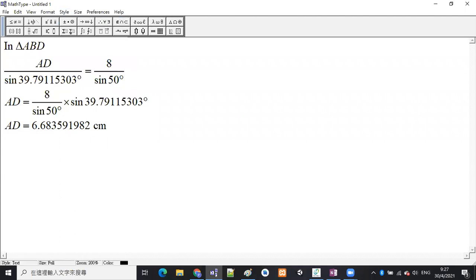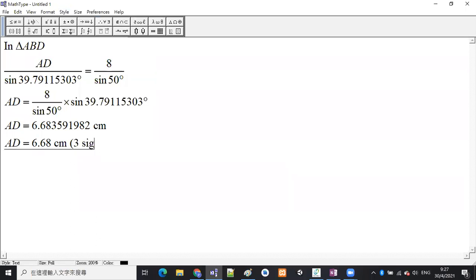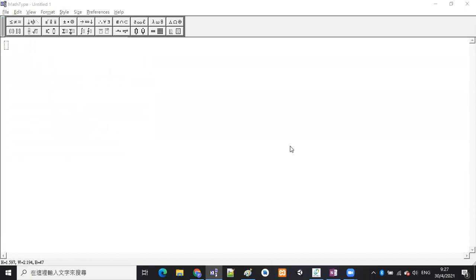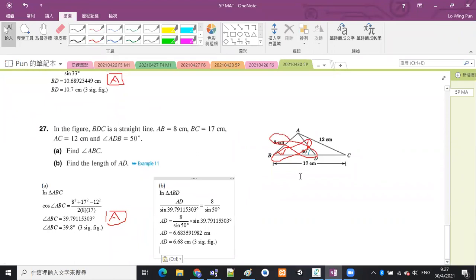Okay, cm. As this will be the final answer, so we better take 3 significant figures for the answer. It should be 6.68. Okay, cm. Okay, correct to 3 significant figures. So that is the final answer of part B. Can you get this? Okay, so this is 26 and 27.